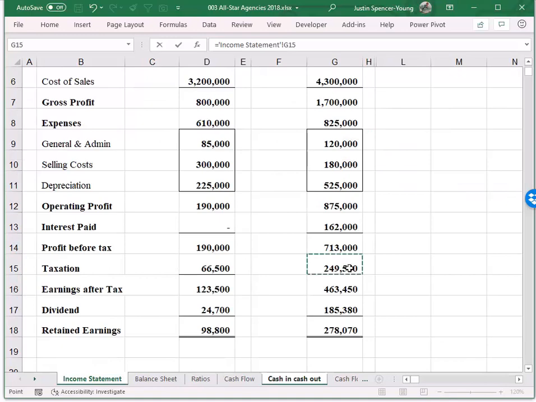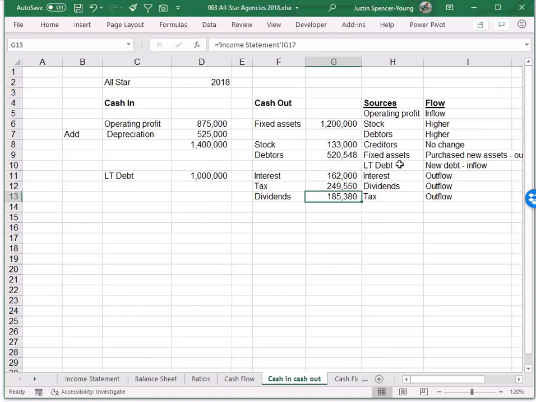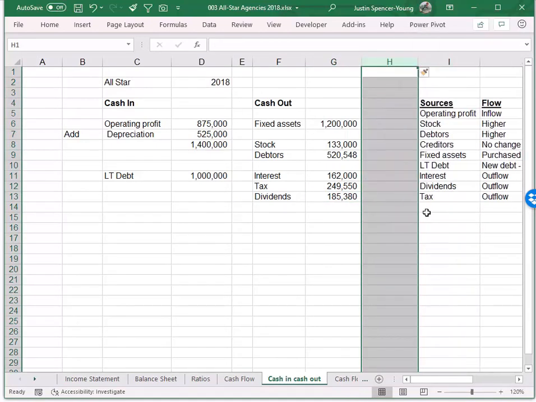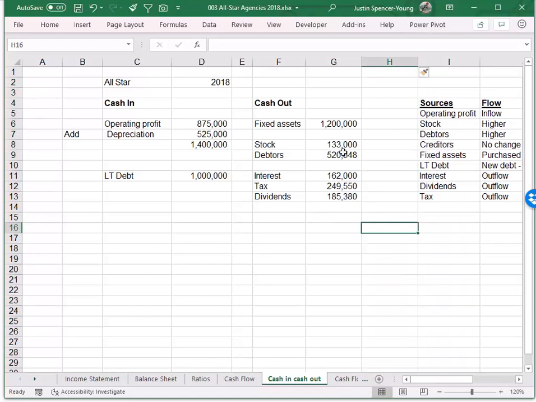And that taxation is 249,550. Okay, so now let's move these over a little bit just to give us some working space here. We have got a list of cash ins and a list of cash outs. Let's do a little calculation here at the bottom.